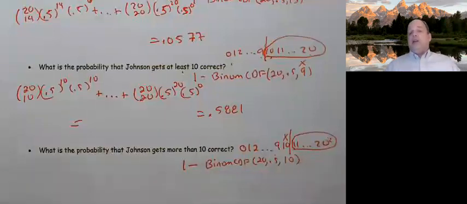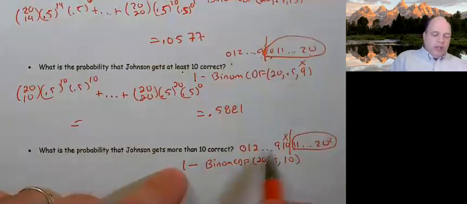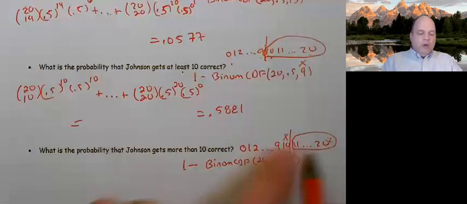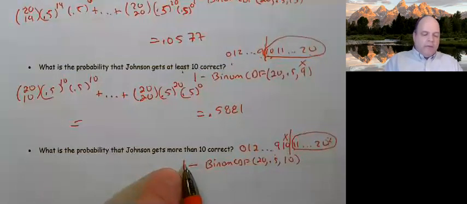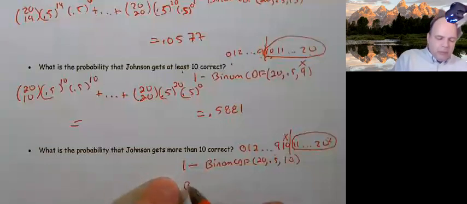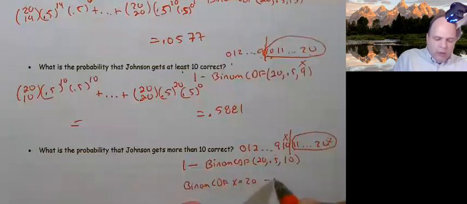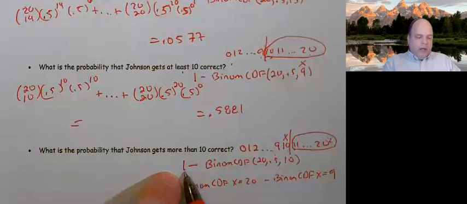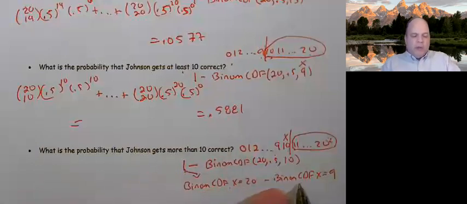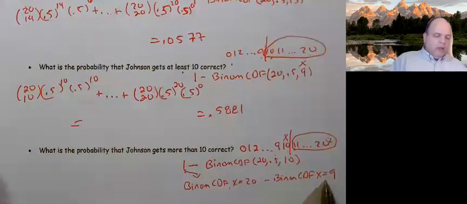Now, if it makes you feel better, you can do the binomial CDF of 20 because it's the highest value, subtracting out the one that you don't want. So binomial CDF of 20, and I'm just going to abbreviate, binomial CDF x equals 20 minus binomial CDF x equals 9. So here we go.